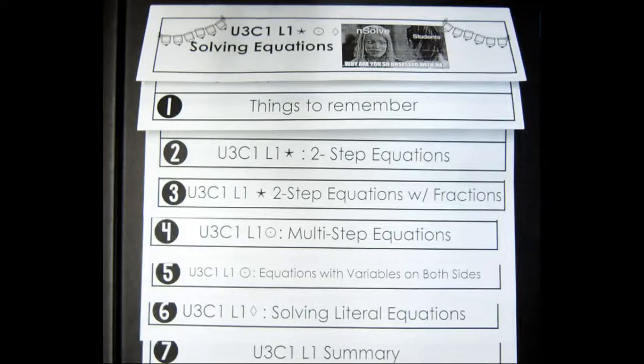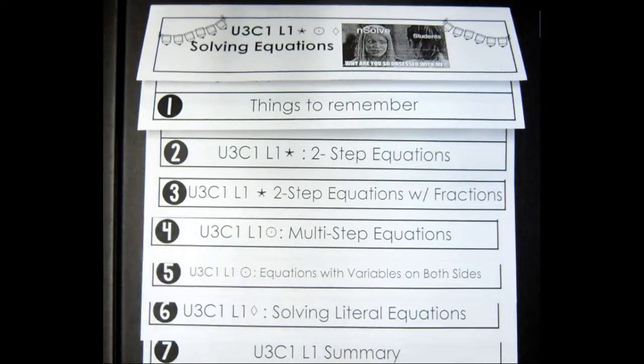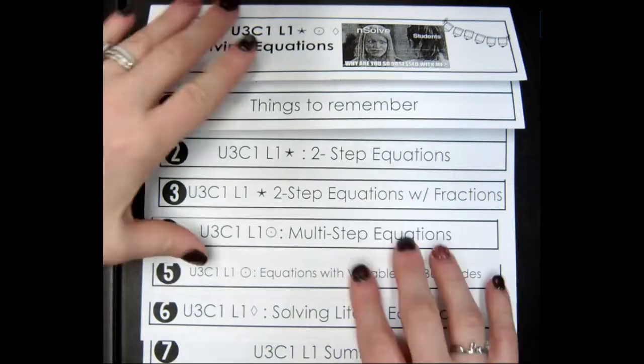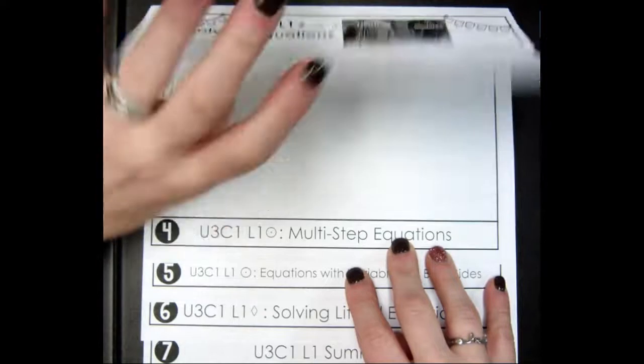All right, let's keep solving equations. So this is going to be level 1 circle, multi-step equations and equations with variables on both sides. So you've kind of done that already, but each time we're taking it a little bit further. As you notice, some of these things cannot be solved with insolve. So we're going to have to learn how to solve these equations without insolve.